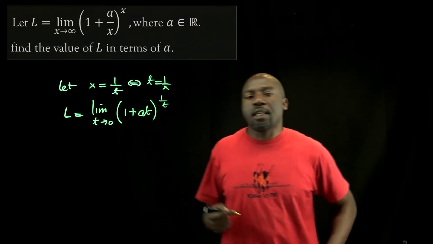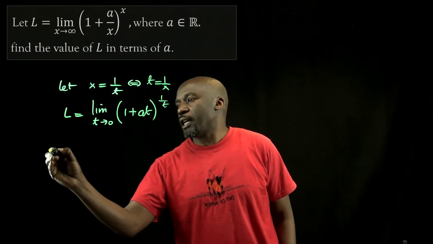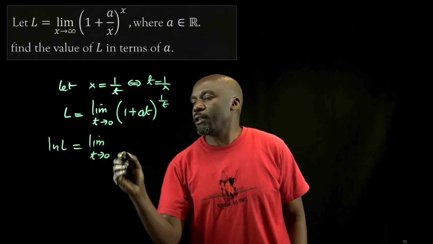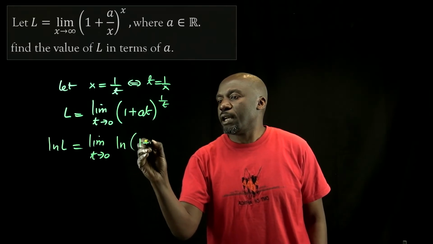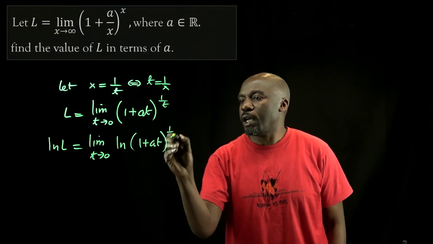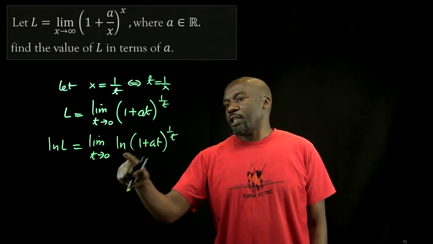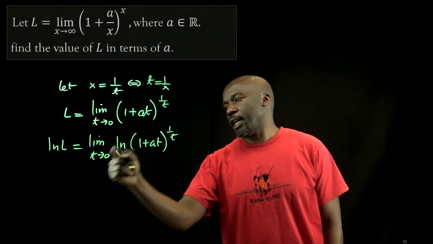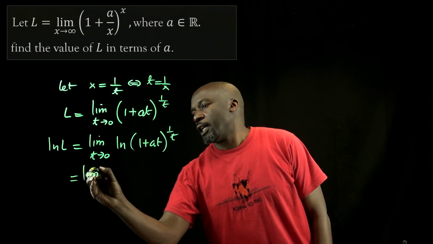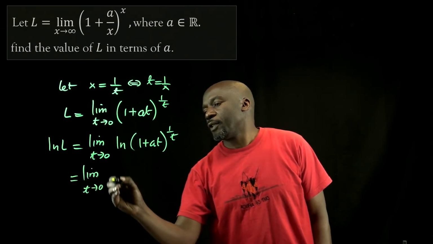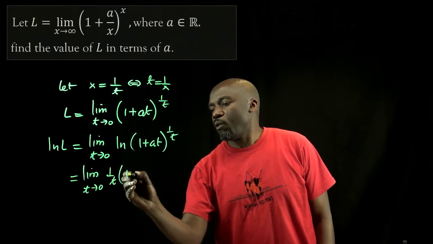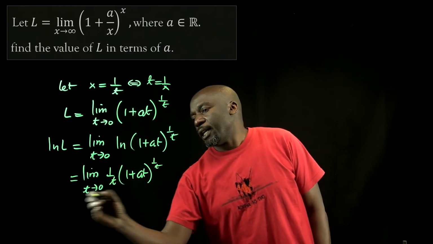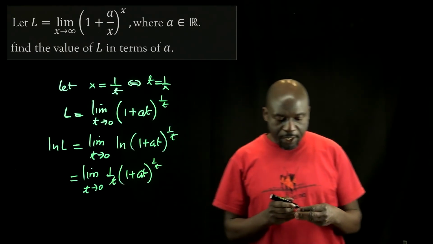The next thing I do is to take ln of both sides. So ln of L must be equal to the limit as t tends to 0 of ln of 1 plus at, everything to the power 1 over t. Because this is ln, I can use law number 3 of ln and move this 1 over t to the front, and I have the limit as t tends to 0 of 1 over t times ln of 1 plus at. Okay, I can now open this bracket.